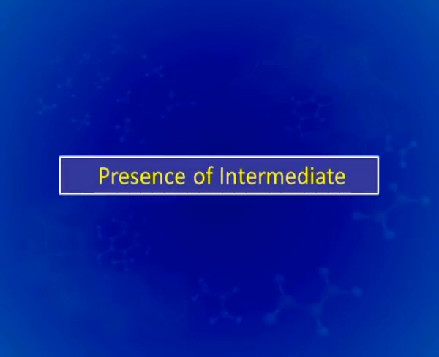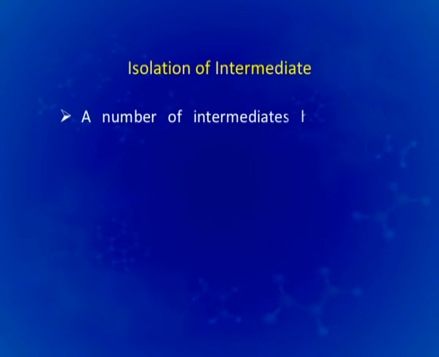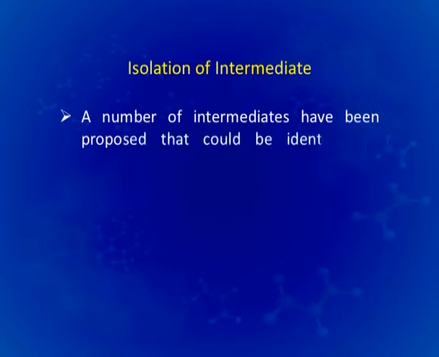Then it is important to ascertain the presence of intermediate. You would recall intermediates are the species which are formed during the course of a reaction, and the intermediates could be stable as well as partly stable or maybe very unstable. So, depending upon the stability of the intermediates, they could be either isolated or characterized. A number of intermediates have been proposed that could be identified in various ways.